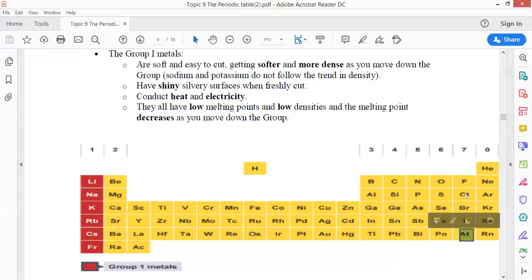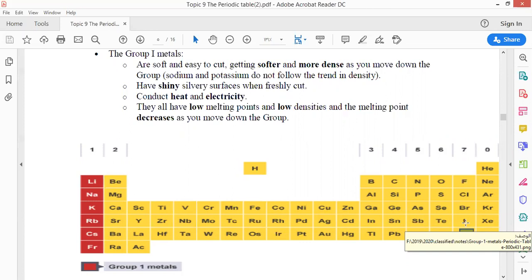So what about reactivity? We said by going down, reactivity decreases. So chlorine is more reactive than bromine. Bromine is more reactive than iodine.